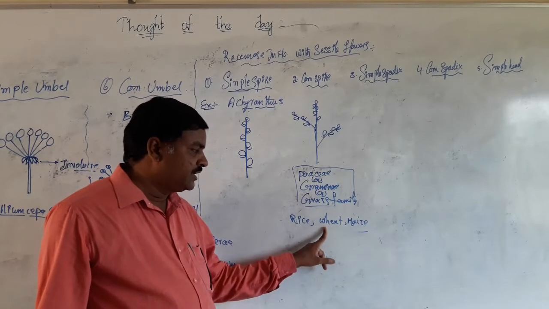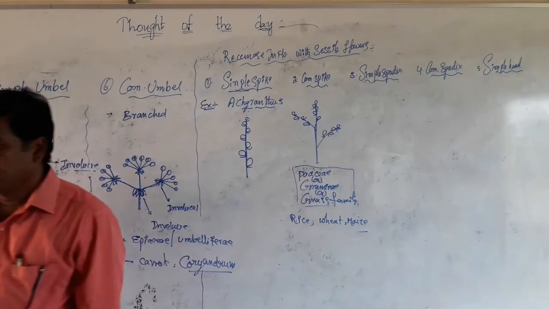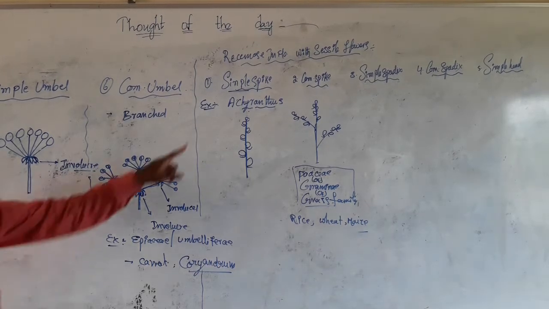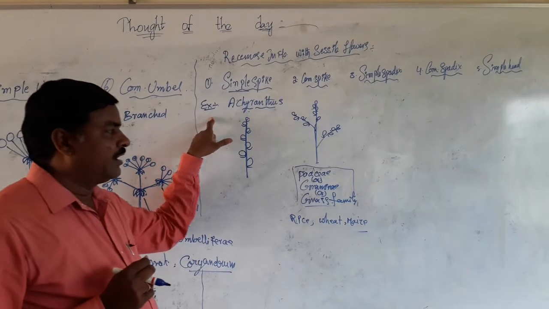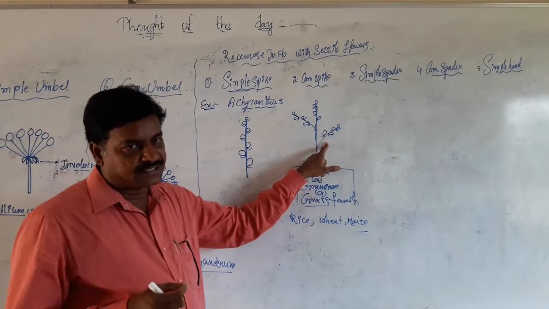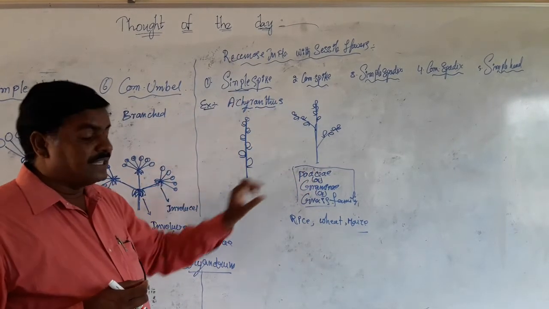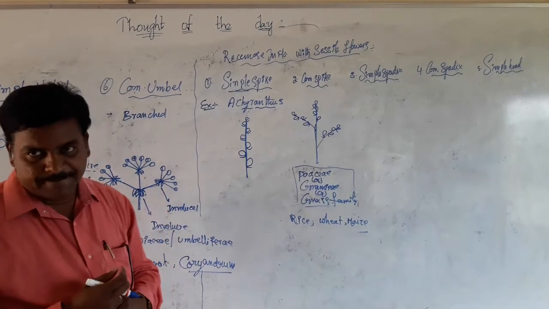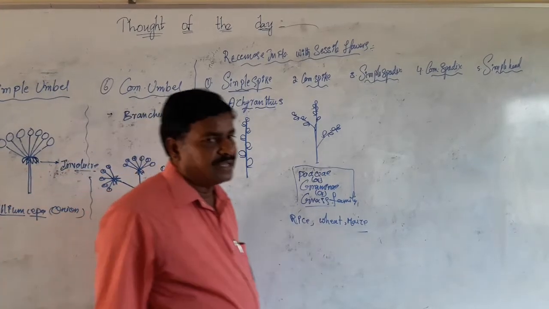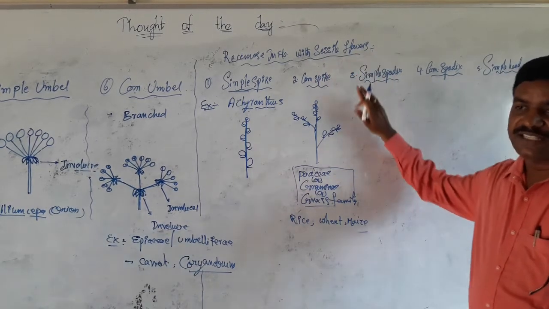Such type of inflorescence is called compound spike inflorescence. Here the peduncle is branched. Every branch is similar to the simple spike inflorescence, where it is represented by a number of bracteate and sessile flowers arranged in acropetal succession. Every branch is similar to the simple spike inflorescence. It is the characteristic inflorescence of family Poaceae or Gramineae. Examples are wheat, rice, and maize. This is the second type of inflorescence. This was inflorescence with sessile flowers.